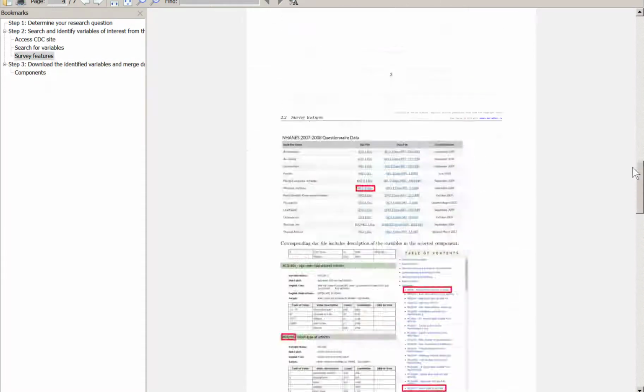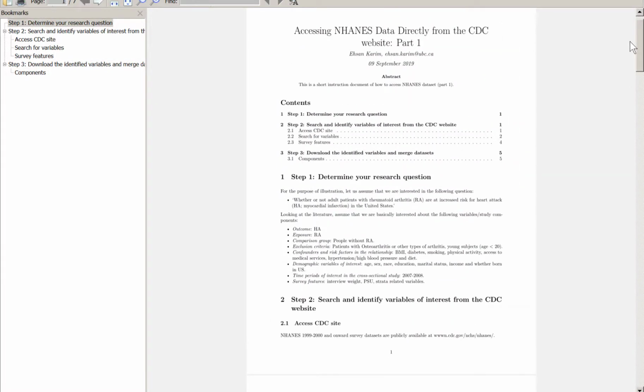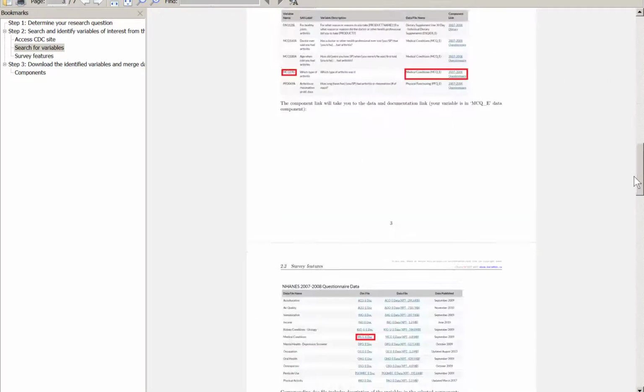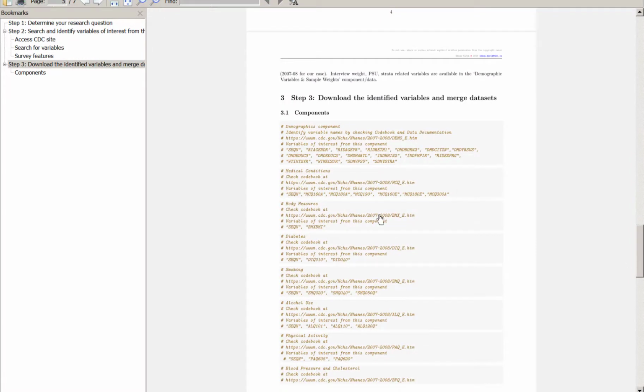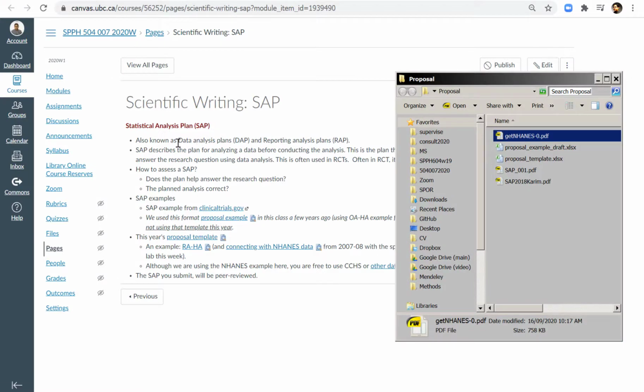So if you take a look at the lab for this week, where I talk about how to directly access the enhanced data from the CDC website and download them using R on your computer, you will have a much better understanding of how the process really works: identifying the variables, downloading the specific variables, and creating an analytic data set. So that will probably be more helpful for you to start working with your statistical analysis plan.